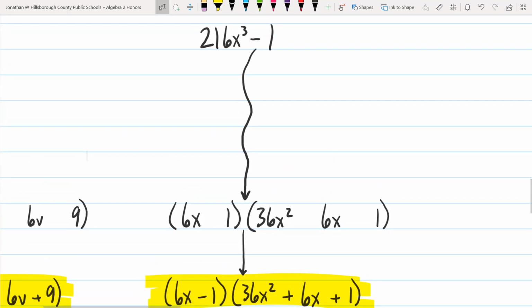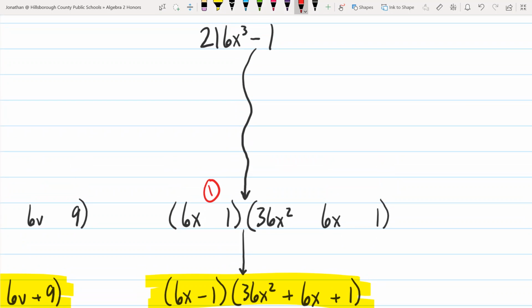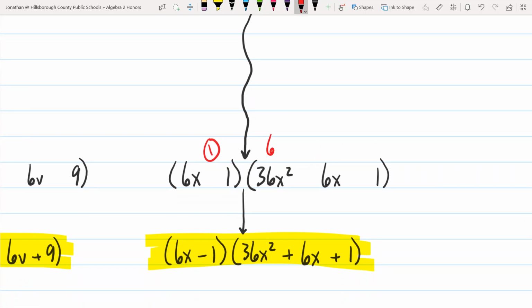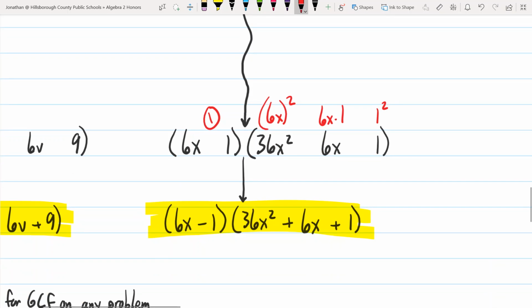All right. Step 1, take the cube roots. Step 2, square each term, multiply them together to get the middle one. Same steps as before. So again, 6x is being squared. Don't just square the number, square the variable as well. 6x times 1 and 1 squared. Then fill in your symbols. Same as what you started with. Opposite of what you started with, and always positive.